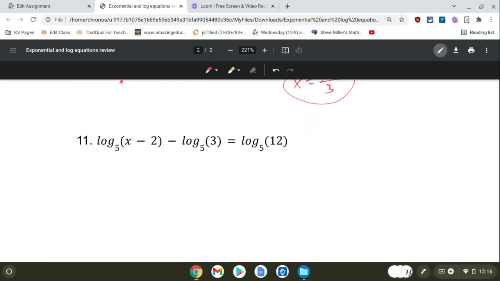All right, number 11, it looks like everything is in log base 5. So let's go ahead and condense these two logarithms. It's going to be log base 5 of x minus 2 divided by 3. All right, because it's subtraction, my 3 here is going to go in the denominator. Is equal to log base 5 of 12.